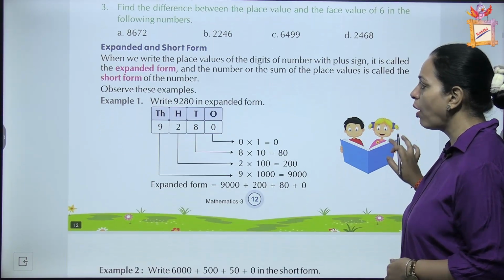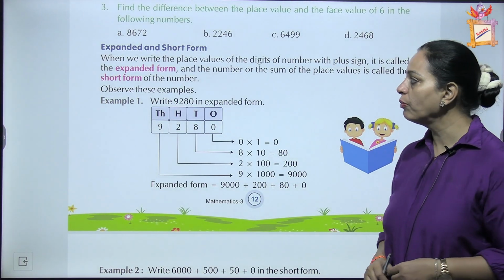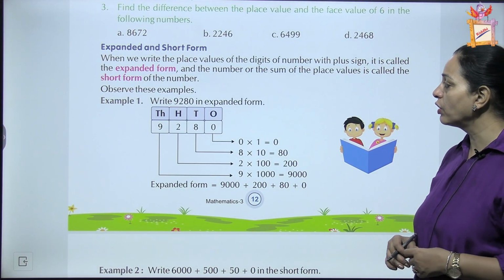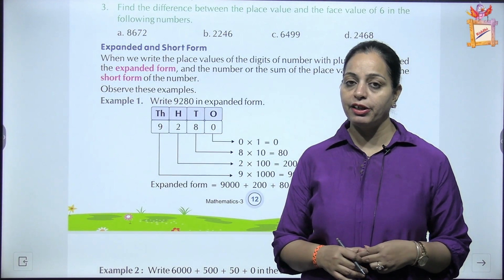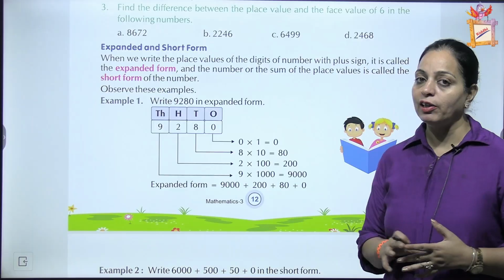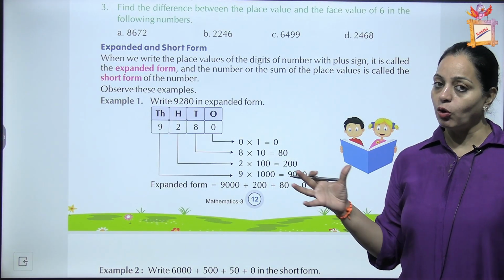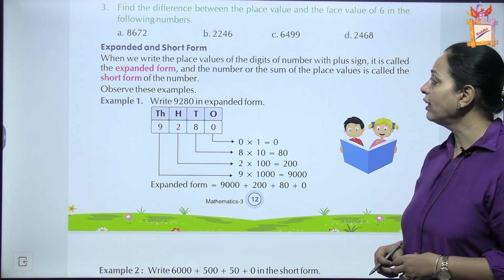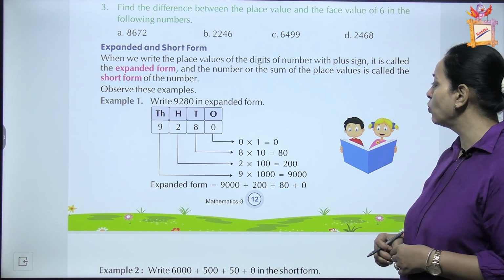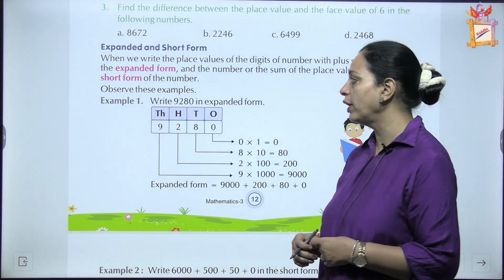Now we are talking about expanded and short form. When we write the place values of the digits of numbers with plus sign, it is called the expanded form. Whatever the place values of the digits are, we write all of them in plus form. That is the expanded form. And the number or the sum of the place values is called the short form of the number.